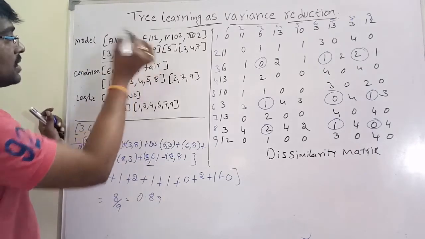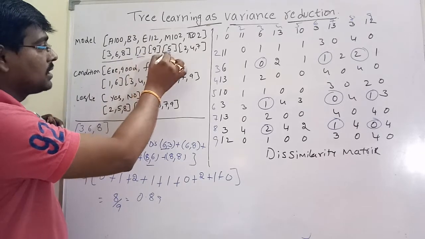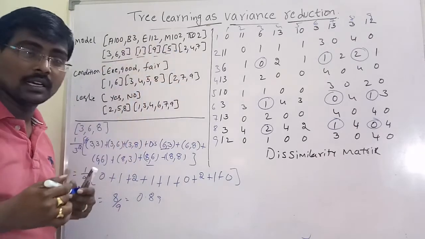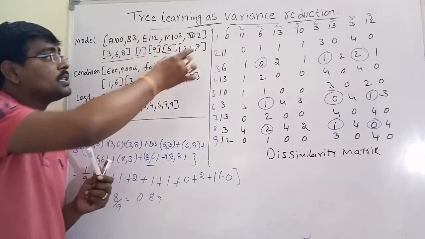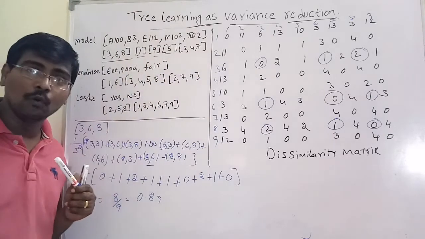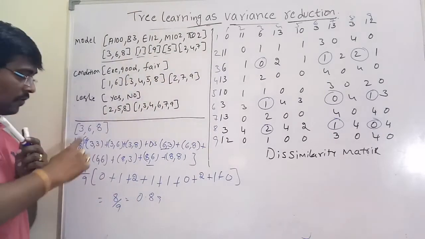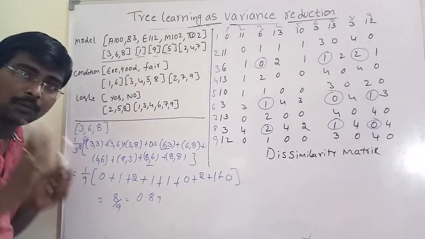Next, what is the dissimilarity for 1? 1 is 1, 9 is 9, 5 is 5, because each contains only a single value. Similarly, calculate 2, 4, 7. Calculate for 2, 4, 7 in the same procedure.